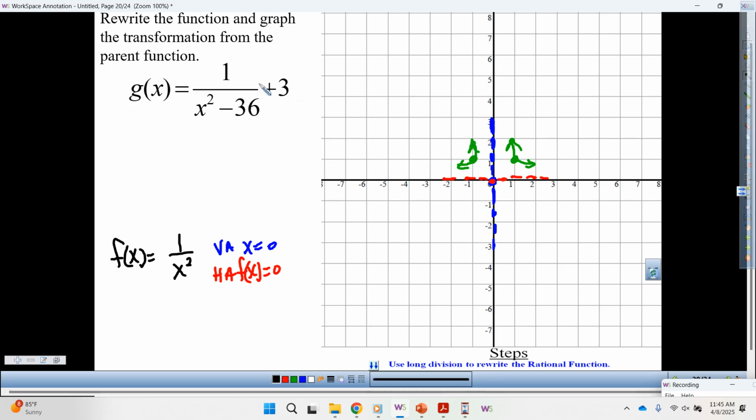However, this does tell us to move in what direction? Up 3. So what do we do when we get something like this, Mr. Q? You set it equal to 0 and solve. So what do I do to leave x by itself, everyone? Plus 36, plus 36. x squared equals 36. How do I solve for x?